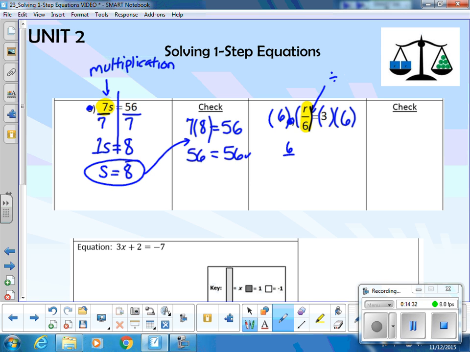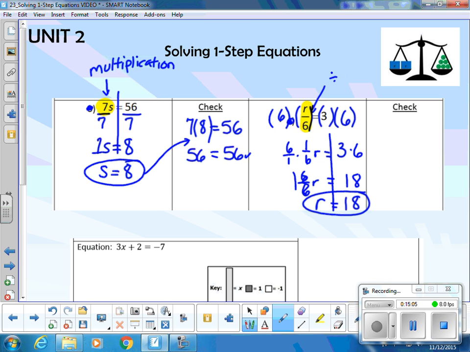That gives me 6 over 1 times 1 over 6r equals 3 times 6. 6 times 1 is 6. 1 times 6 is 6. So I end up with 6 over 6r. So these are my two sides. And over here I end up with 18. 6 over 6 is the same thing as 1, and I know 1 times r is just r, so my answer is r equals 18.